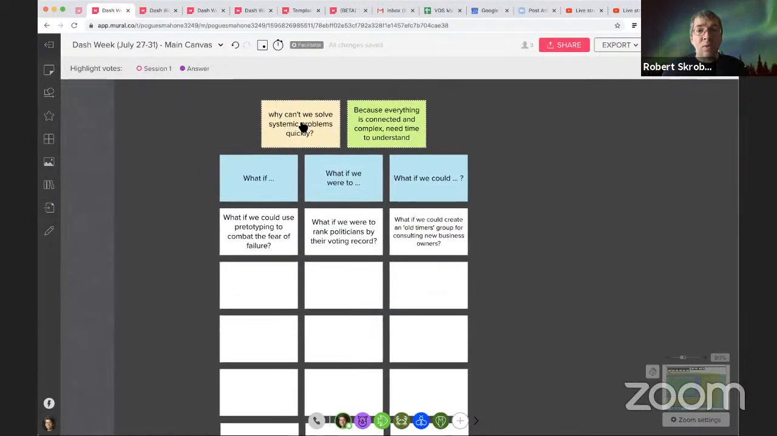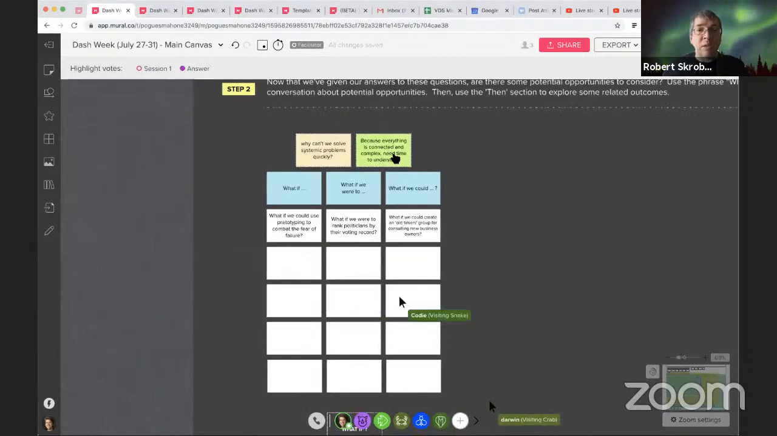In this case, why can't we solve systematic problems quickly? And the answer is because everything is connected and complex, and needs time to understand. What potential what if could be: what if we could easily break down a systematic or complex process using a mobile tool of some type? Or if you want to get specific about a particular kind of process, you can put that down in your what if. But these are meant to be speculative questions related to where you can go with this particular state in the modern world.